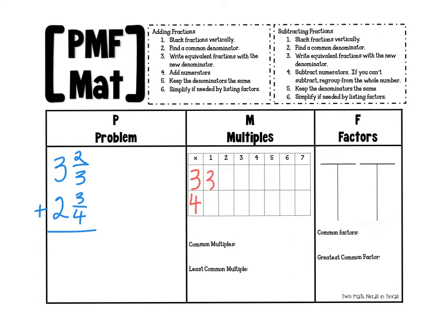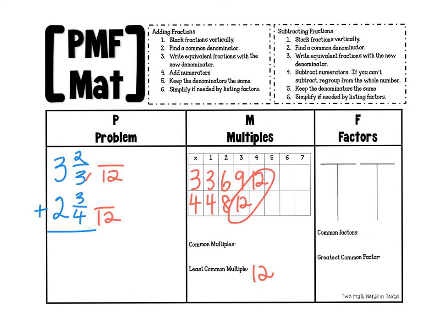So 3 times 1 is 3, 3 times 2 is 6, 3 times 3 is 9, 3 times 4 is 12. I think I might have found my common denominator. 4 times 1 is 4, 4 times 2 is 8, 4 times 3 is 12. So 12 is my least common multiple, so that's going to be my new denominator. So now step 3 says write equivalent fractions with our new denominator.